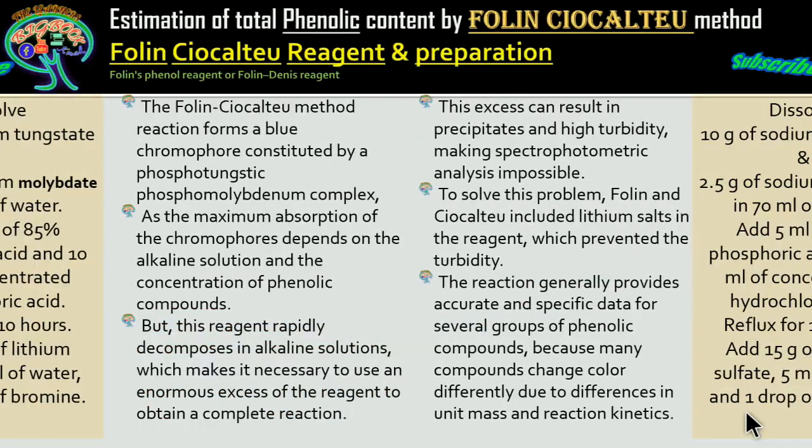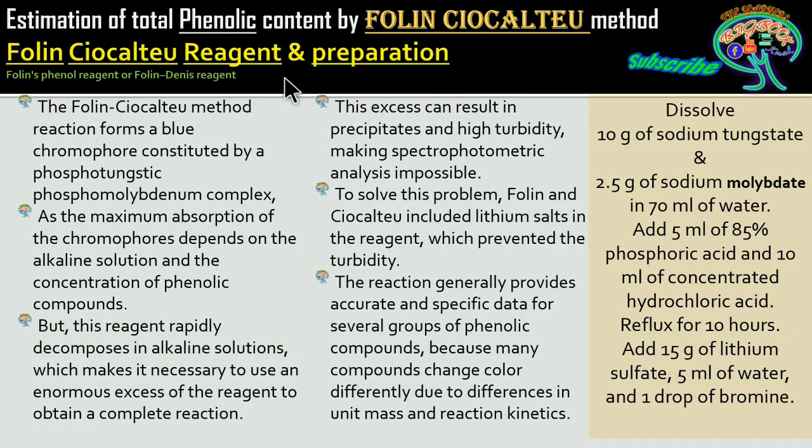In the next slide, we will discuss Folin-Ciocalteu reagent and its preparation. The Folin-Ciocalteu method is the reaction which gives a blue color as the product, which is the chromophore constituted by a phosphotungstic phosphomolybdenum complex. So the chromophore formed is a complex of both these metal salts, that is the phosphotungstic and phosphomolybdenum.